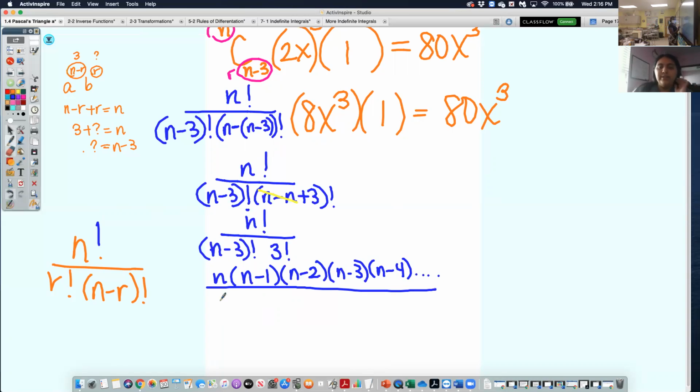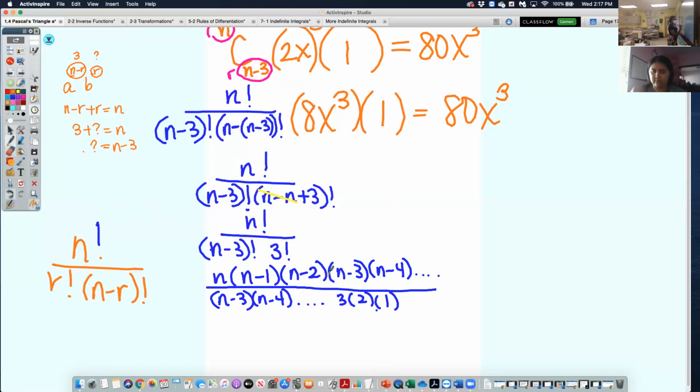Well, remember we start. Wouldn't that be like n minus 3, then n minus 4, and so on and so forth, right? Because you keep subtracting 1. That's what factorial does. It takes it and you continue to subtract 1 all the way till you get to 1 and 0. What's 3 factorial? 3 times 2 times 1.